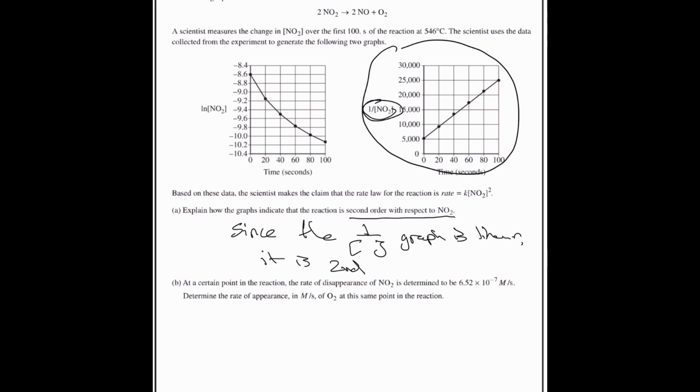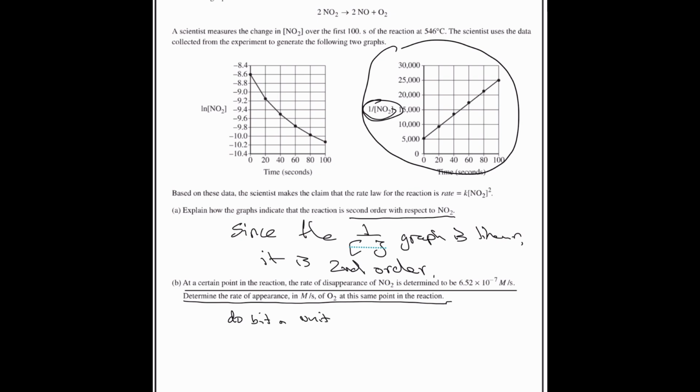Okay. Oh, okay, this is just unit conversion. You're going to do 6.52 times 10 to the negative 7, and you got NO2. For 2 moles of NO2, you have 1 mole of oxygen, O2.